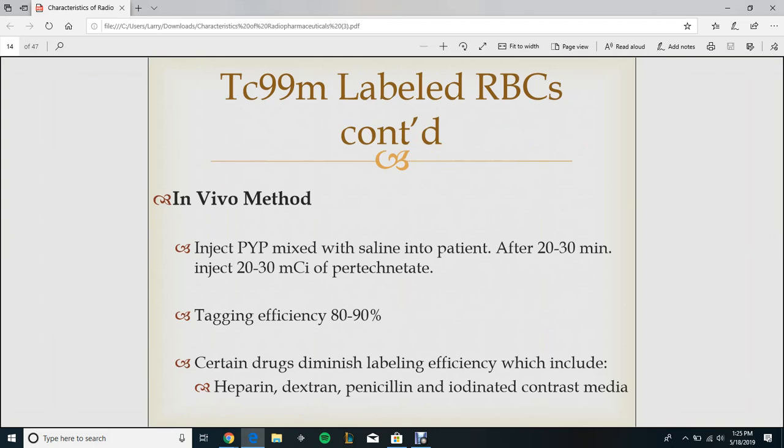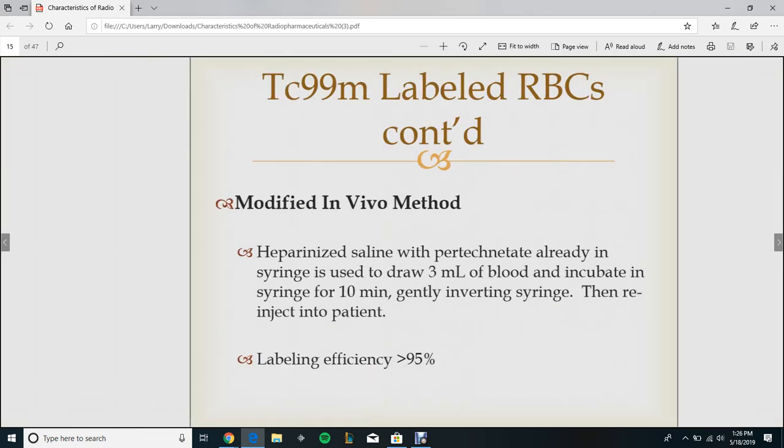The in vivo method: you inject the PYP mixed with saline into the patient. After 20 to 30 minutes, inject 20 to 30 millicurie of pertechnetate. The tagging efficiency is between 80 to 90%. Certain drugs will diminish the labeling efficiency, which include heparin, dextran, penicillin, and iodinated contrast media.